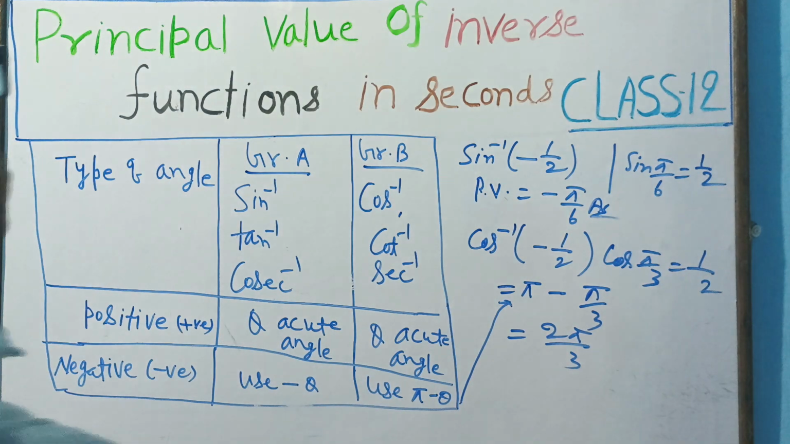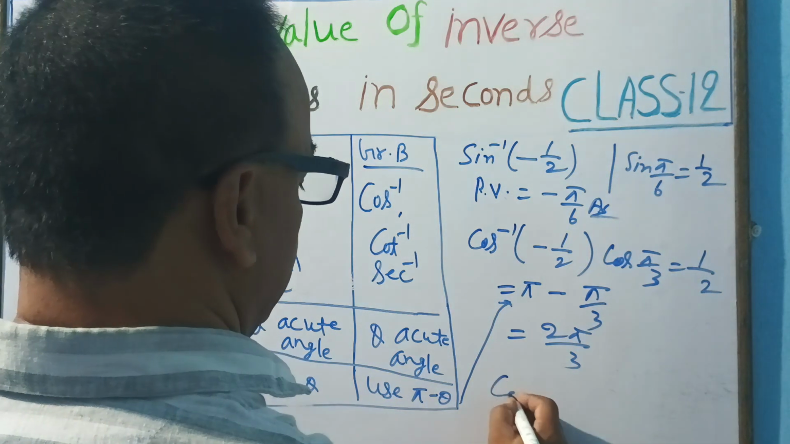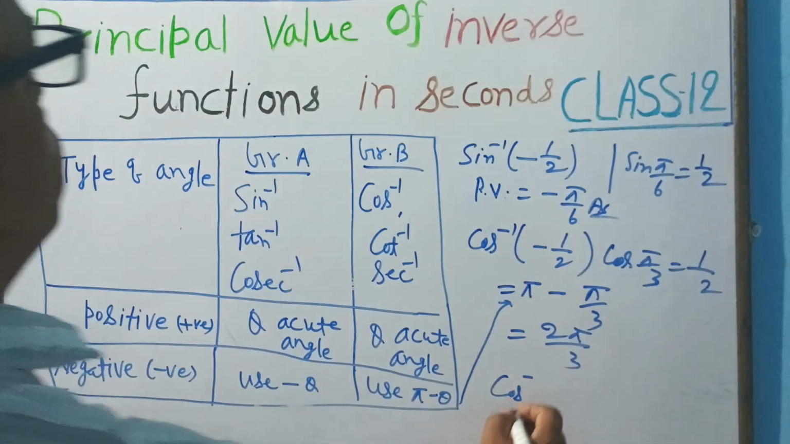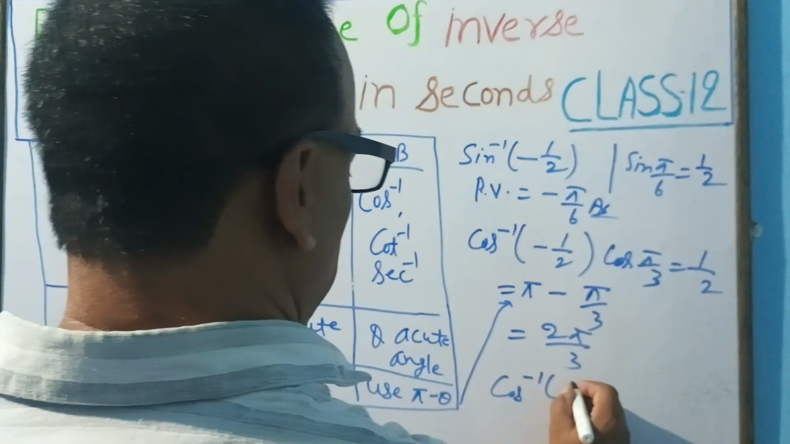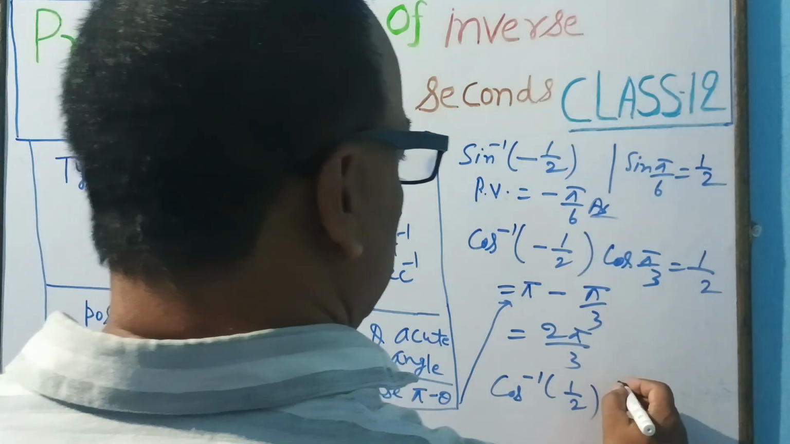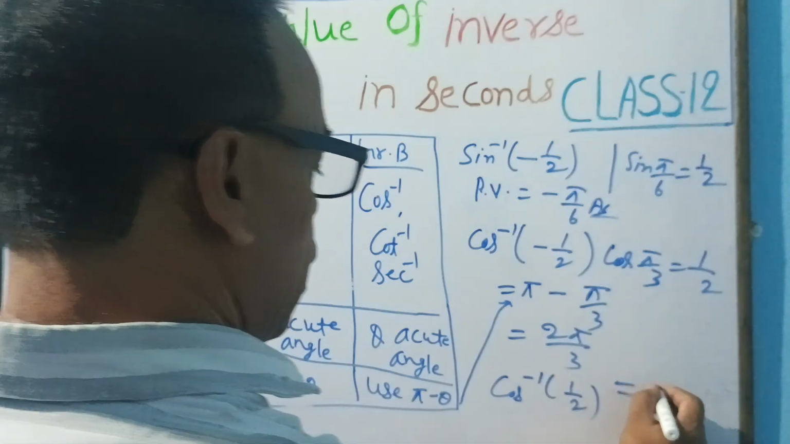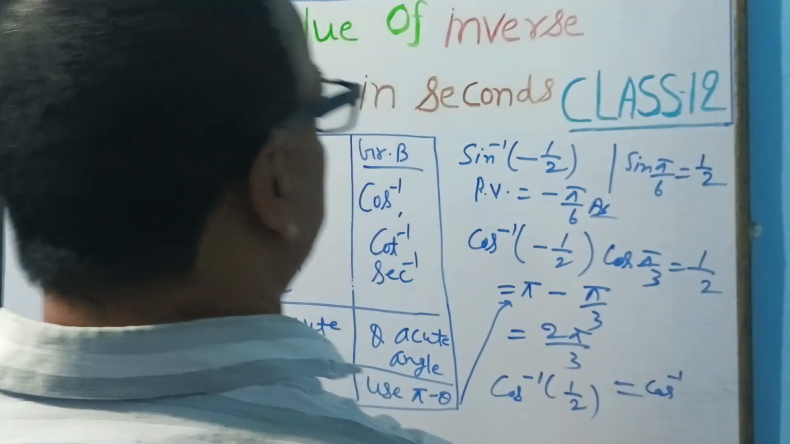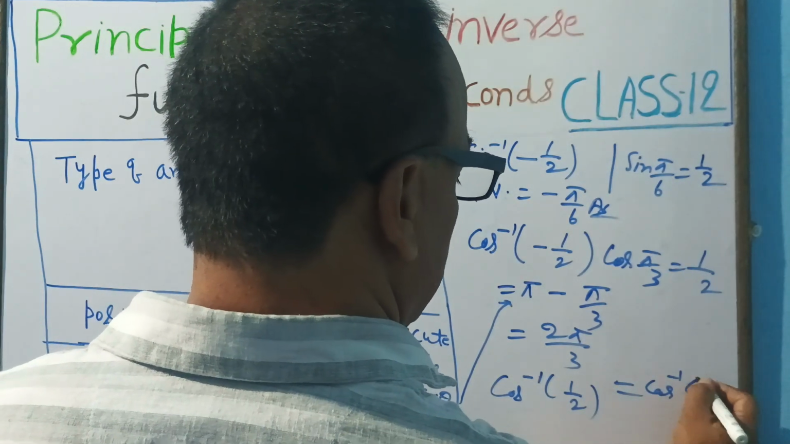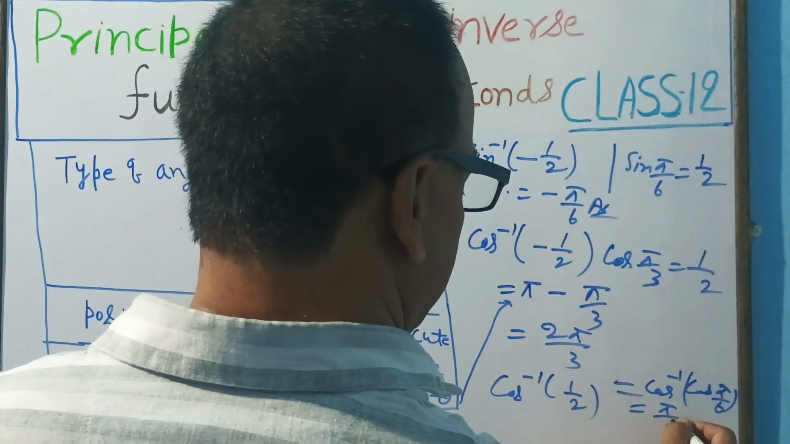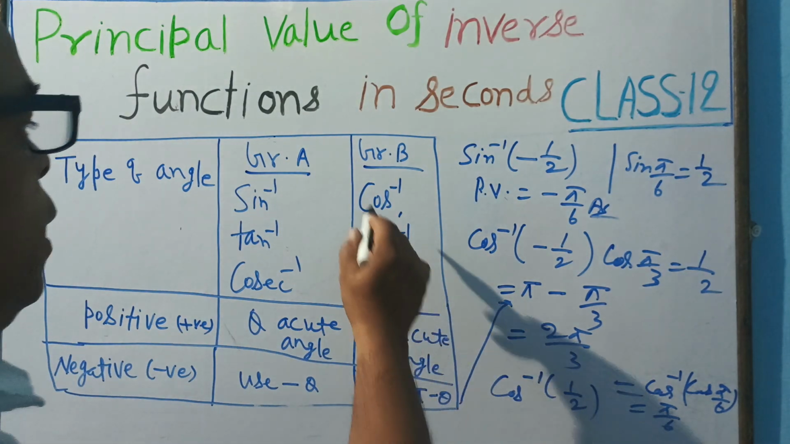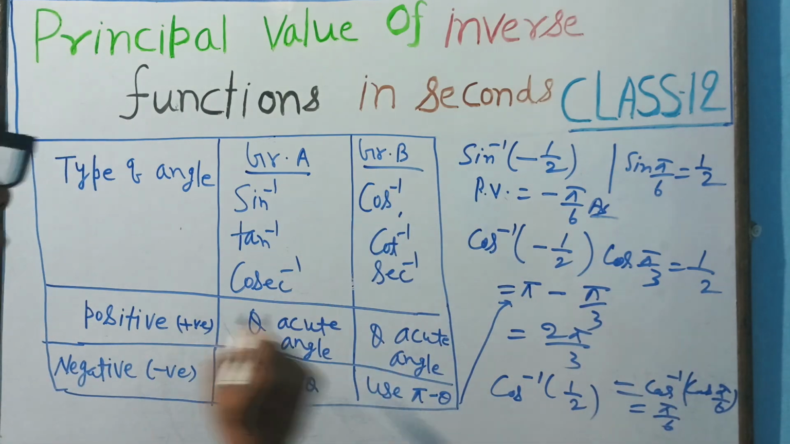And if the angle is positive, then it is clear. For cos inverse half, it can be written as cos inverse cos pi by 6, and pi by 6 is an acute angle, so the answer will be pi by 6. This is the example of cos inverse from group B when the angle is positive.